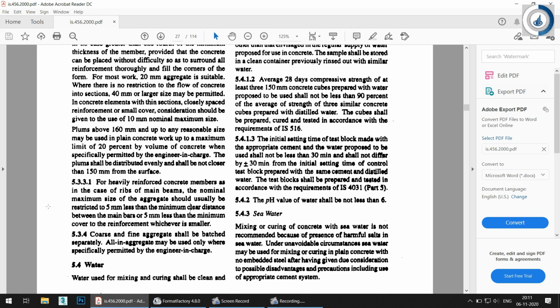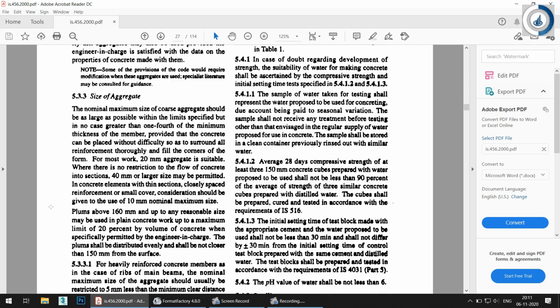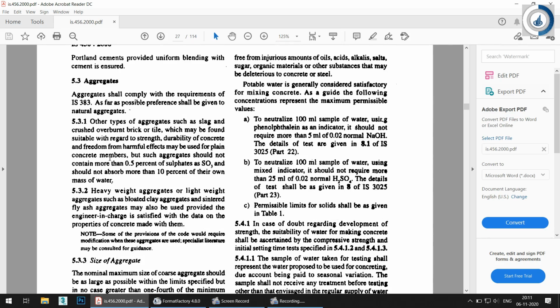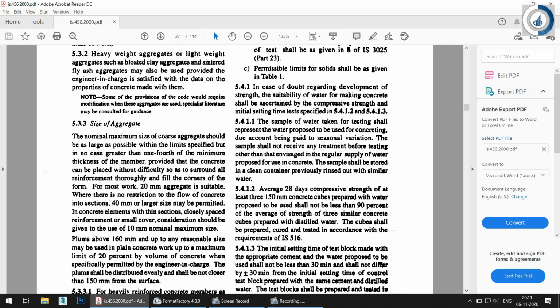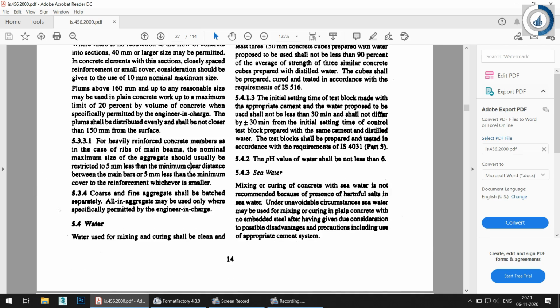And coarse and fine aggregates, that is sand and coarse aggregates, shall be batched separately, and all-in aggregate may be used only where specifically permitted by the engineer in charge of that particular project. So this was the whole thing about aggregates, what the nominal size is, and which type you have to use with respect to the project. And next is the quality of water.